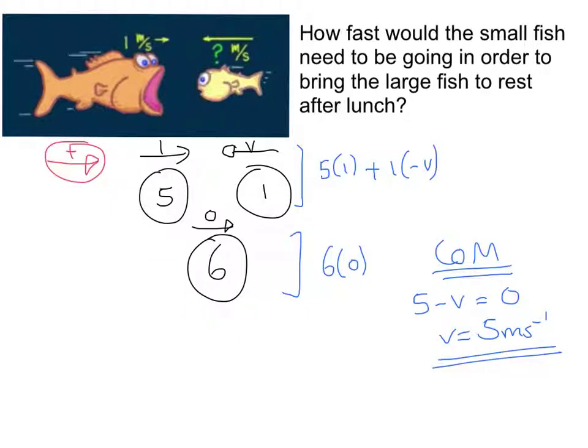So if the fish was going at 5 meters per second, then it would shoot into the big fish's mouth, and then the big fish would come to a halt and just be sat there in the middle of the sea.